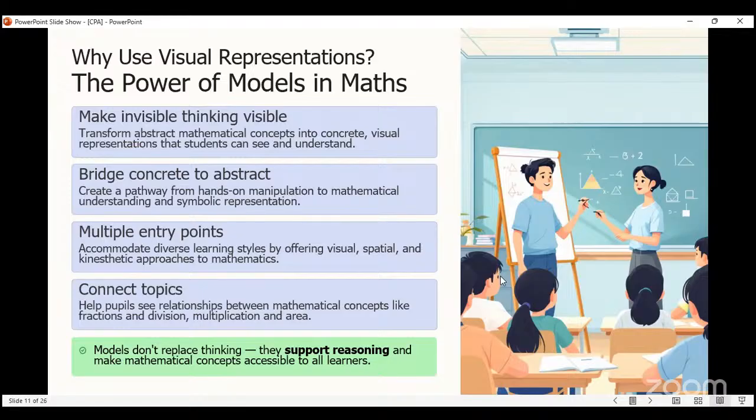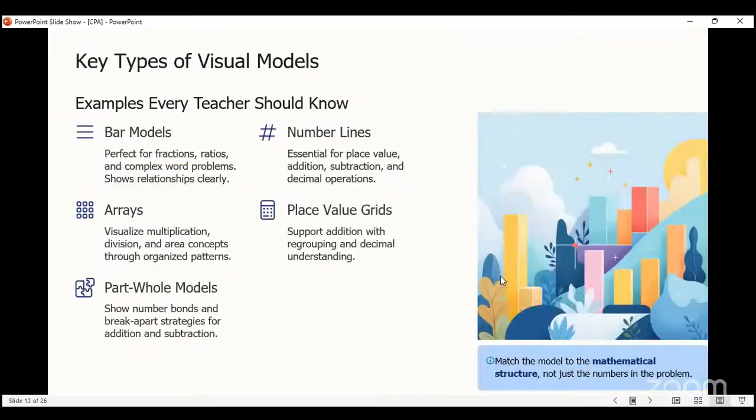Multiple entry points accommodate diverse learning styles by offering visual, spatial, kinesthetic approaches to mathematics. Then it connects topics. It helps people see the relationship between math concepts like fraction, division, multiplication, addition and subtraction, and so on. So models don't replace thinking, they support reasoning and make the mathematical concepts accessible to all learners.